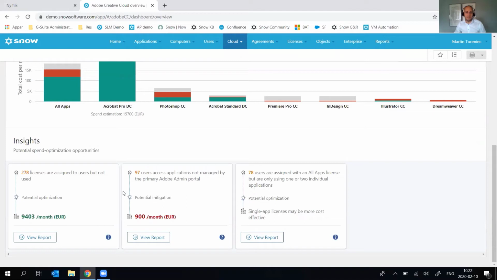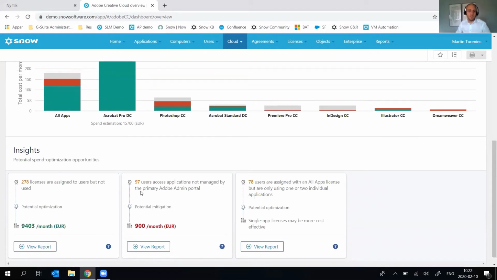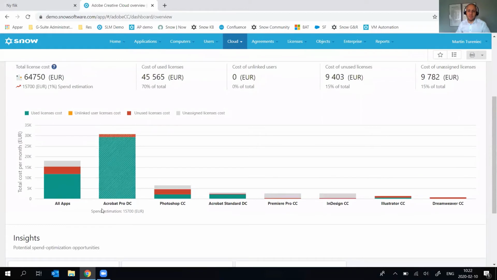I'm a beginner, Martin, but you aren't. How would you see this screen and say, oh, I better do something? I would say that the gray part is what you would work with the soonest. So essentially retiring those licenses that are not assigned at all. That would be my primary focus.